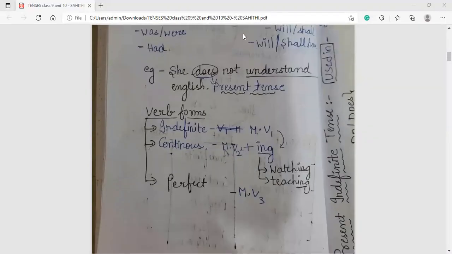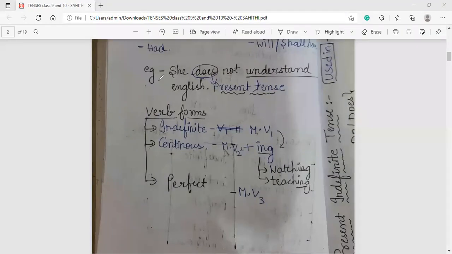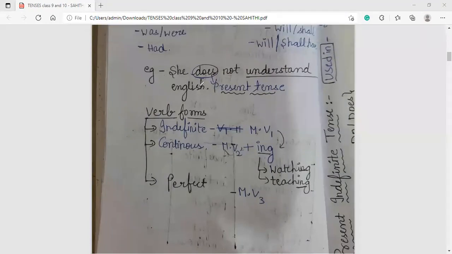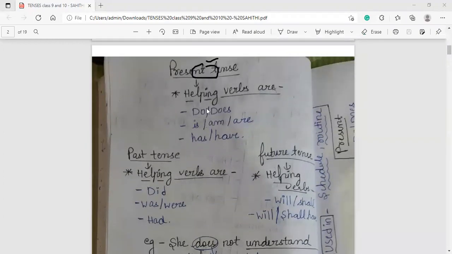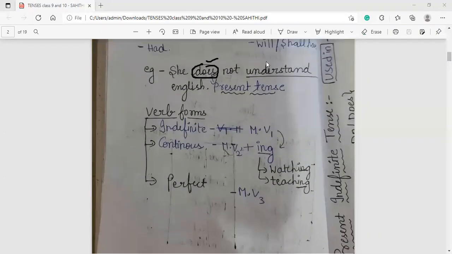So an example is given over here to understand the concept more clearly. She does not understand English. So does is the helping verb which is a present tense, right? As we talked, does is the present tense ka helping verb, right? So do or does is the helping verb for present tense.